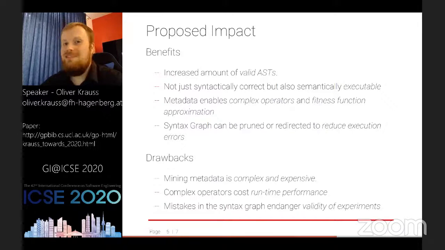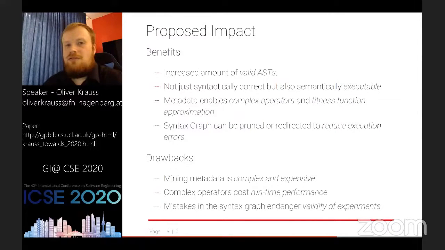There's obviously some drawbacks to this approach as well. So for one, the metadata mining is very complex to just get all of the information that you want to utilize. And it's expensive in the sense that you have to mine every single concept in your language because you have to have all the metadata and not just parts of it. So for test language, especially for the runtime measurement, it takes a few hours to days. Obviously, these complex operators also cost you in runtime performance, but that's generally true for any operator you would use in genetic improvements that just does more than random search.